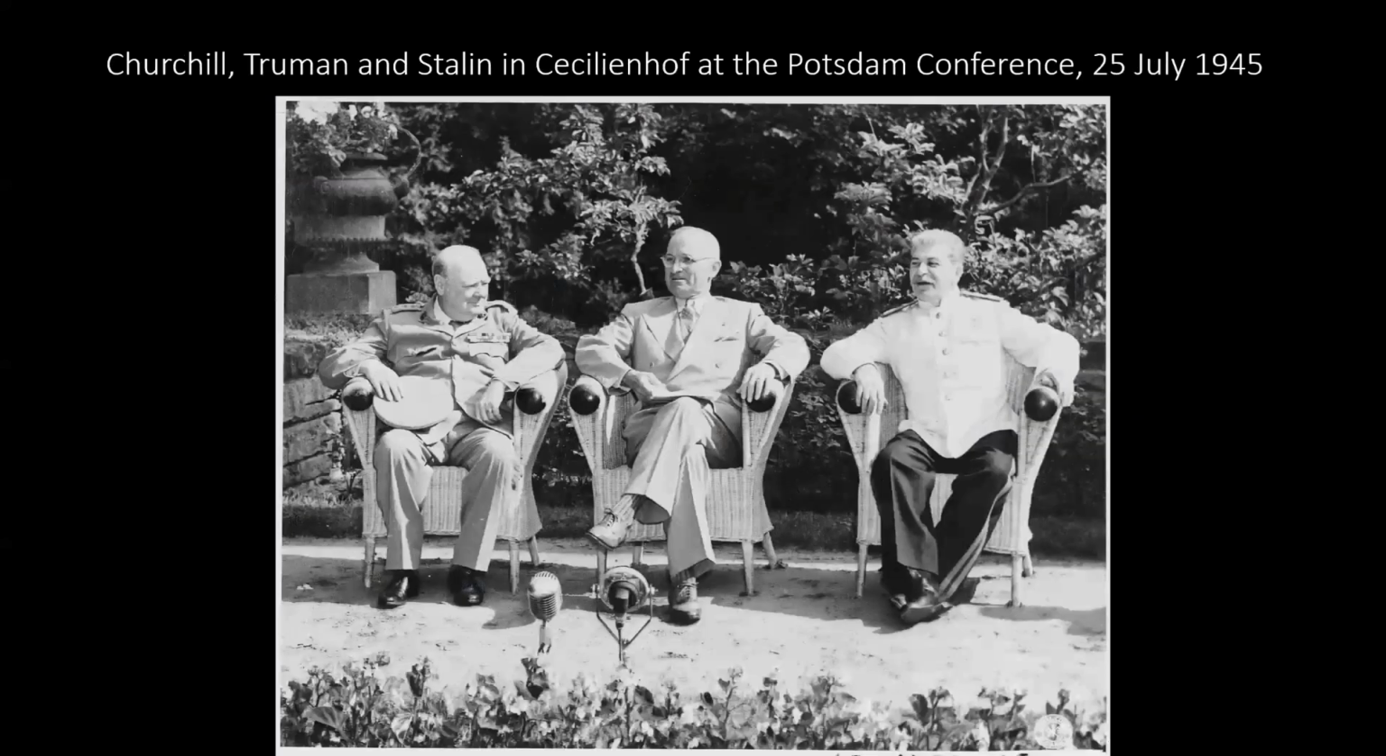If we look at this photograph of the meeting of Churchill, Truman and Stalin in Potsdam in 1945, we see, however, that Churchill and Stalin are in uniform. I mean, it's not full dress uniform, but still they're in uniform. And Truman, even though he had served in World War I, is just wearing an ordinary lounge suit.